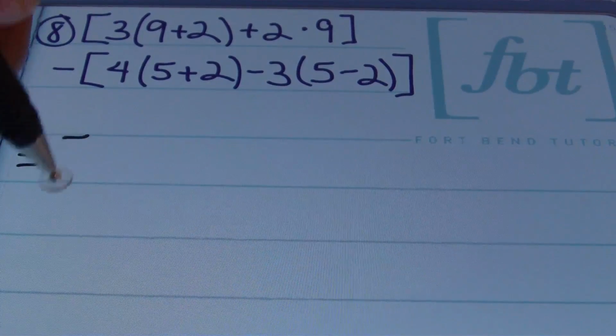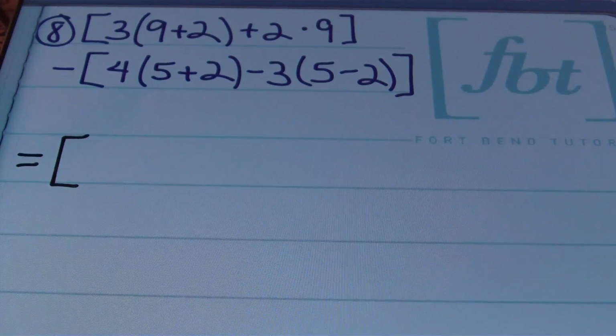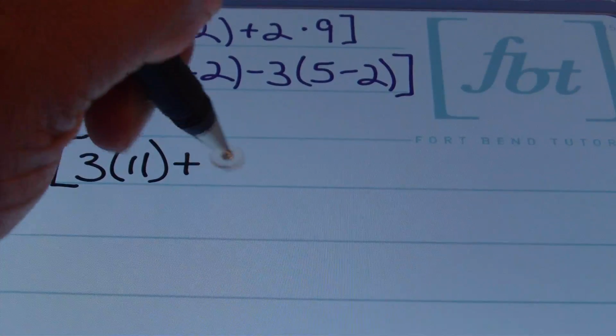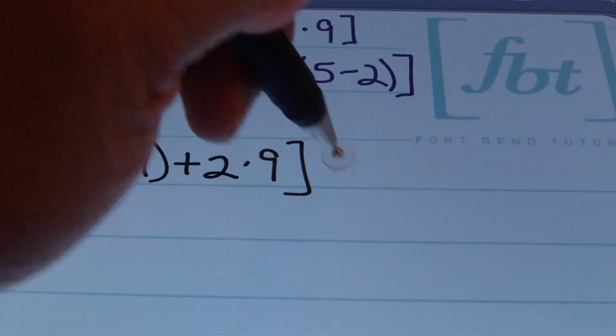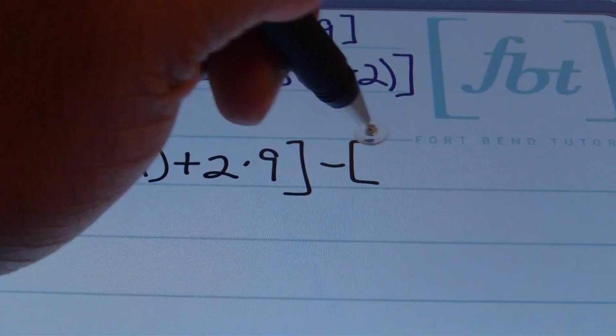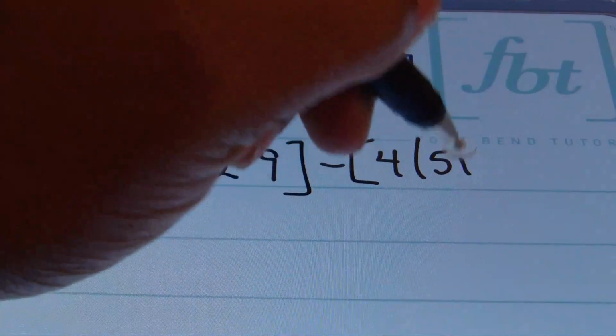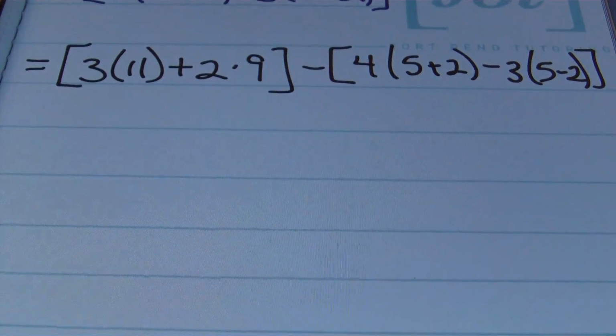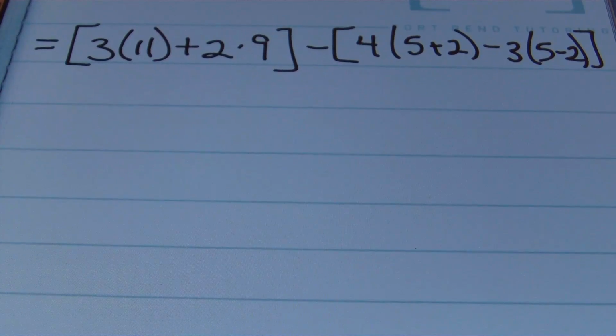Inside the first set of brackets, we'll start with our innermost parentheses, which is that 9 plus 2. That goes first. So I'm going to rewrite this as 3 times 11 plus 2 times 9 minus what we have left over, which is the quantity of 4 times the quantity of 5 plus 2 minus 3 times the quantity of 5 minus 2. There you have it. Now, you couldn't even see that. There you go. Better. In our next step, inside of our first set of brackets, we're going to multiply.